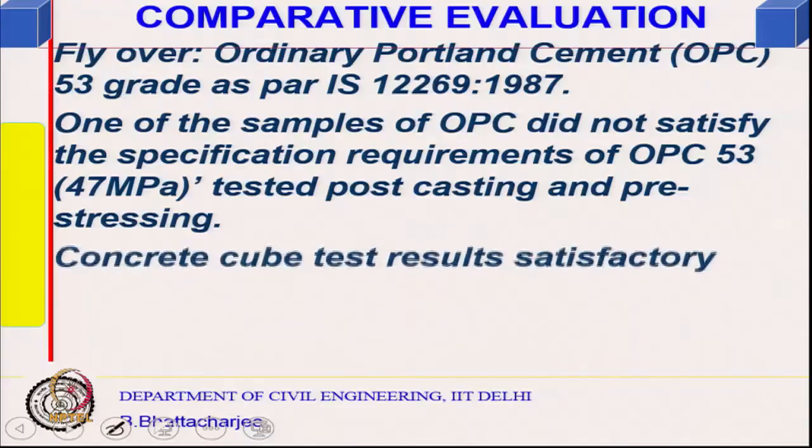This is a case where we had to compare. The cement strength should have been 53 grade. When they tested, they found it to be 47 MPa. So, it did not satisfy the 53 grade requirement. It was an actual pre-stressed concrete structure in Delhi, right.